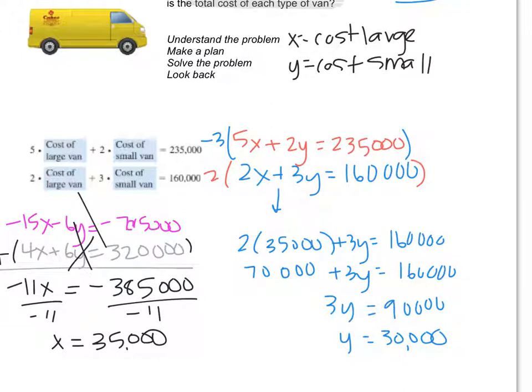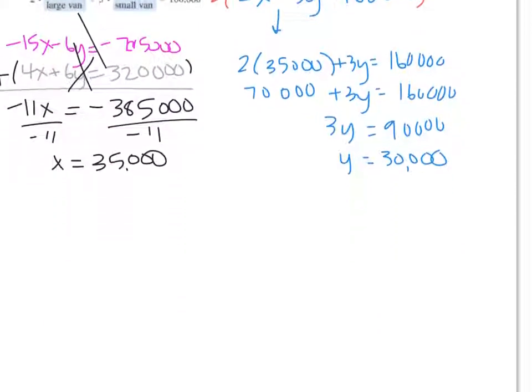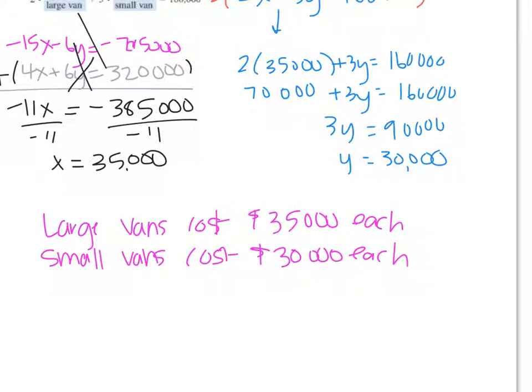So now we go back up to the question, and it says, what is the total cost for each type of van? So let's write our sentence answer. Large vans cost $35,000 each, and small vans cost $30,000 each. If you have any questions, write them down and ask me when you come to class.